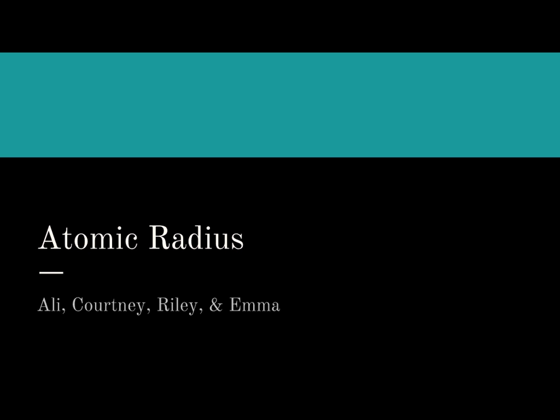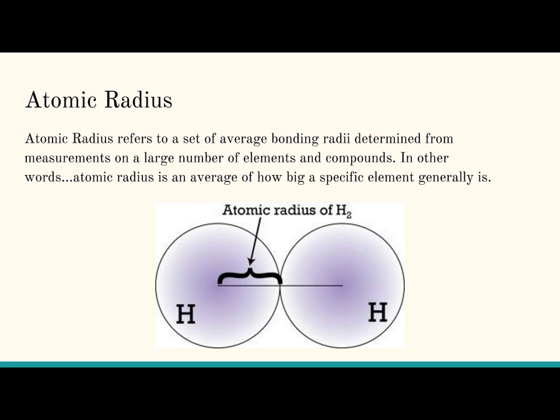And we're back. All right, so Allie, Courtney, Riley, Emma, and Enlo. Okay, so we did the atomic radius periodic trend. The simple definition is an average of how big a specific element generally is, and basically how you measure the atomic radius of an atom. An example is like 2 hydrogen atoms, and you measure the distance from the nucleus to the outermost level, the sublevel, with the electrons, the valence electrons.